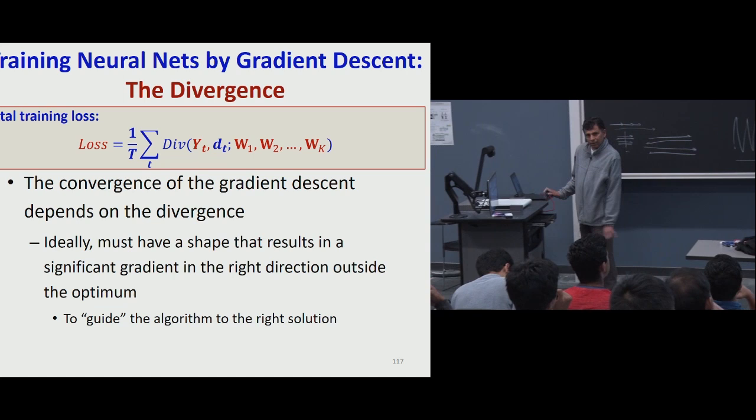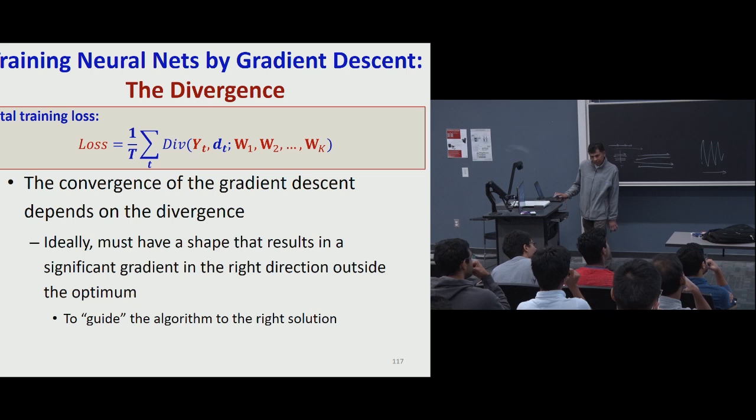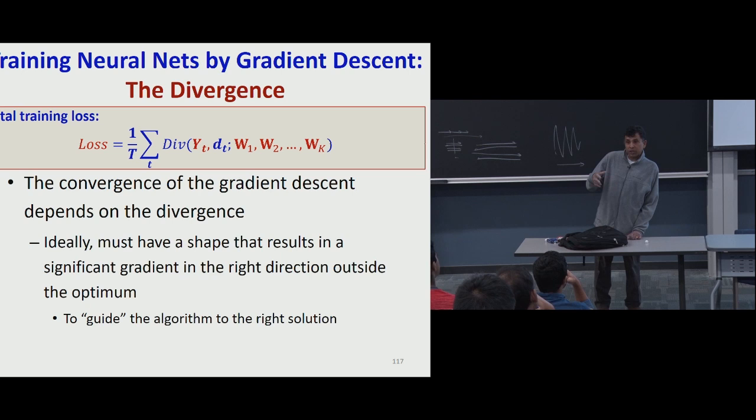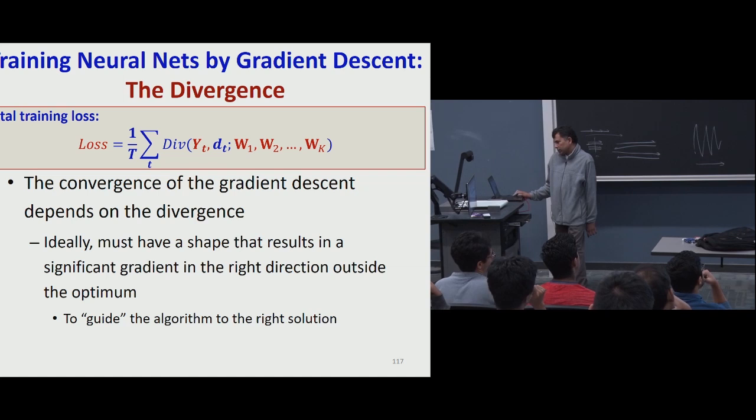The better the behavior of the divergence function, the better gradient descent will converge. Ideally, it must have a shape that results in a significant gradient in the appropriate directions, and in the wrong directions, you should not have much of a component of the gradient at all. And this is what would guide the algorithm to the right solution.